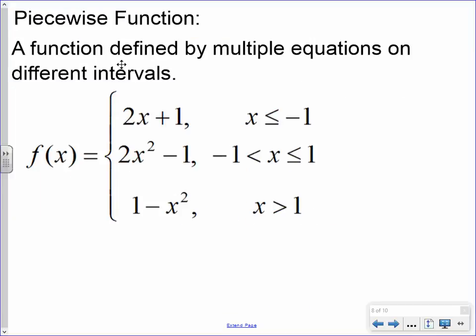Okay, so you've seen piecewise functions before. It's basically one function written with more than one equation, and each of those equations has a separate interval for the domain, so that the domains are not overlapping and it remains a function. So you have different pieces of different graphs put together for one graph.